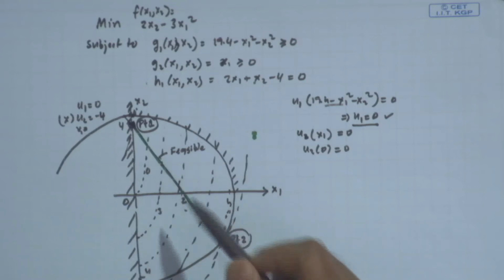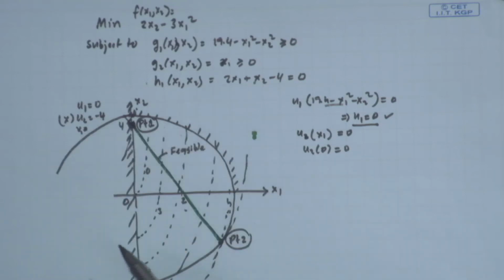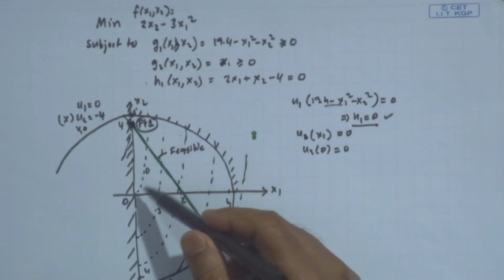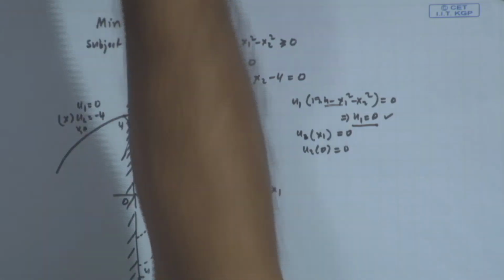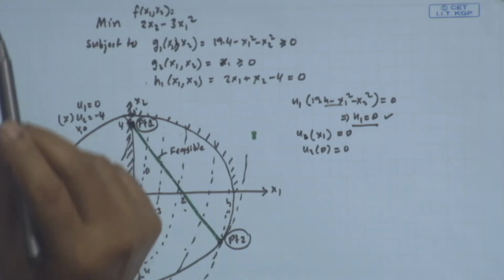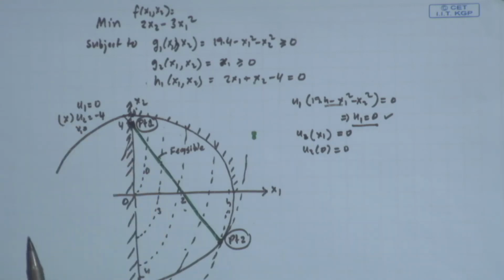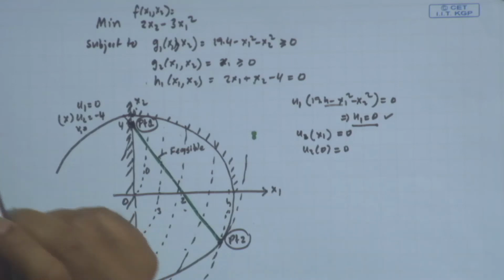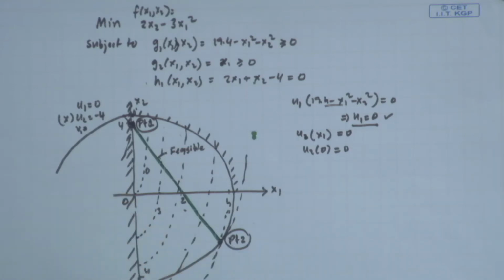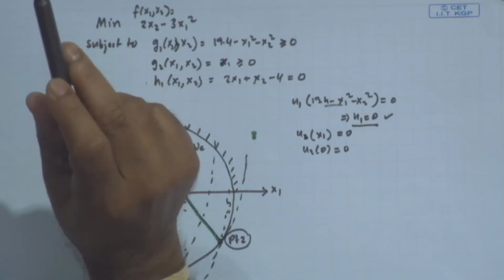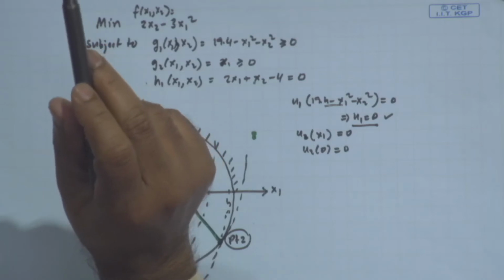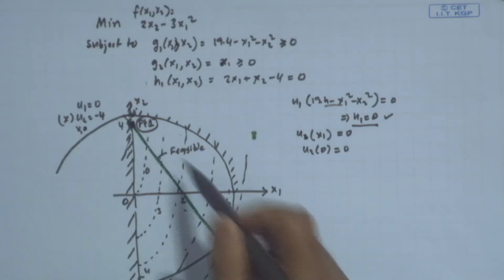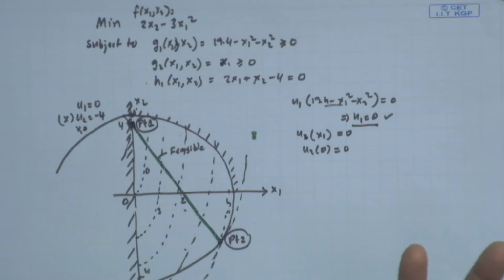How do you know? Take a point. So this circle divides the whole region into two parts. One is inside the circle, one is outside the circle. So take any point inside the circle. I can take 0, 0 and put into the constraint equation. You see whether it's satisfied or not. If any point inside satisfies the constraint, every point inside will satisfy the constraint. So if I put 0, 0, you see that this is satisfied, because 0 plus 0 is less than 19.4, right? So everything inside the circle is feasible, outside the circle is infeasible.